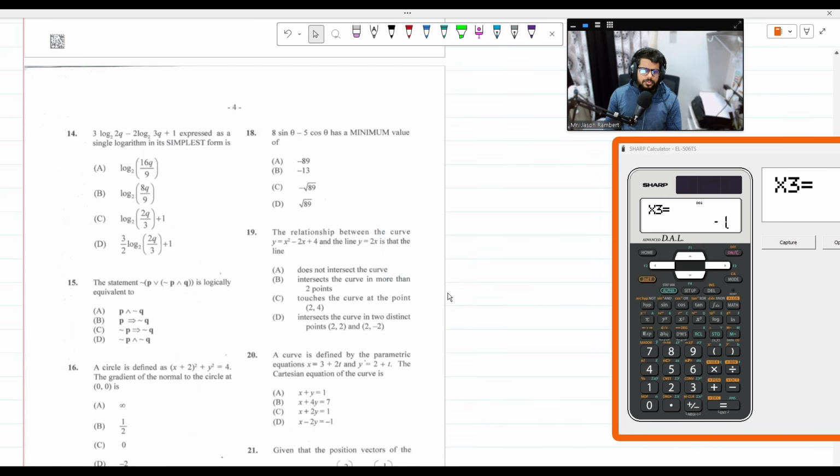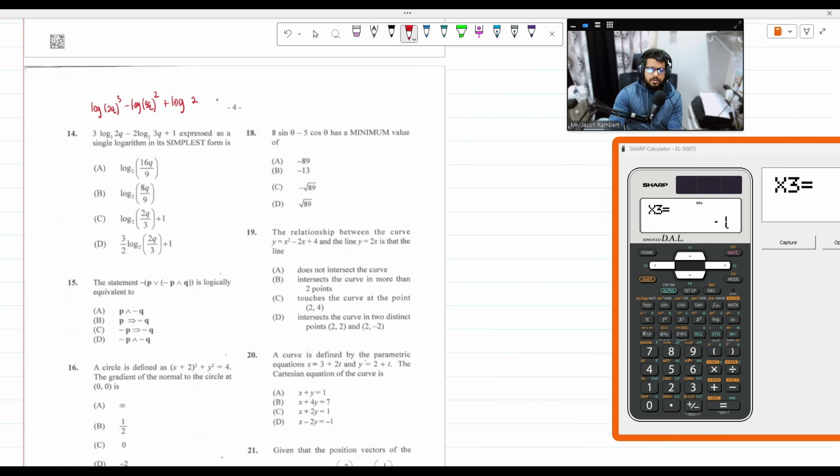3 log 2q to the base 2 minus 2 log 3q to the base 2 plus 1 expressed as a single logarithm in its simplest form is... Alright, so I'm going to move the 3 as a power. I'm moving the 2 as a power. So I'll get log of 2q all cubed, take away log of 3q all squared, plus log of 2. Right? All the bases are 2.